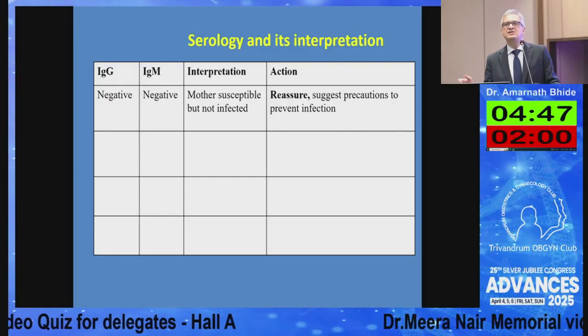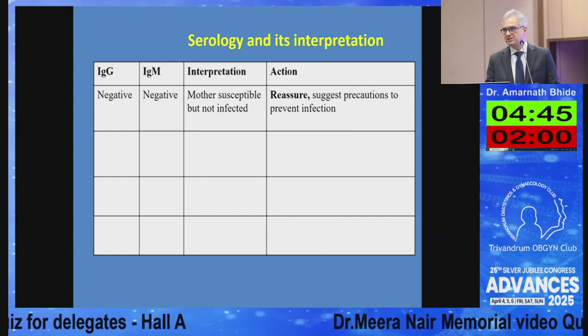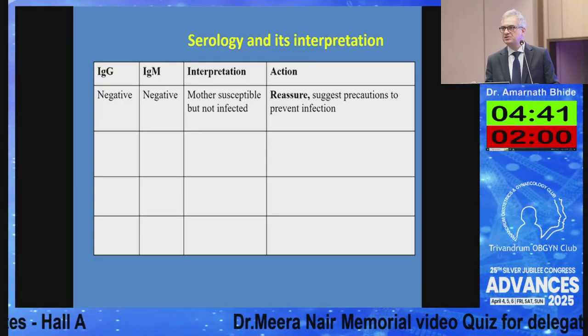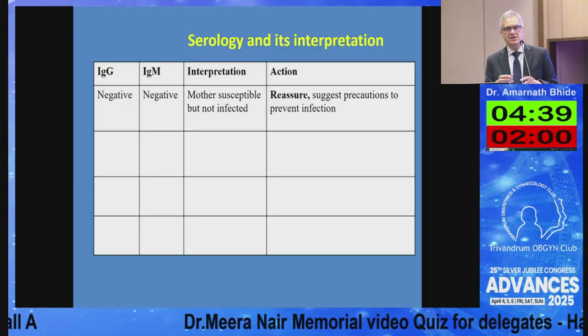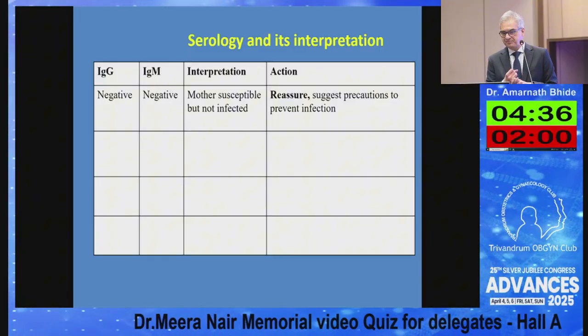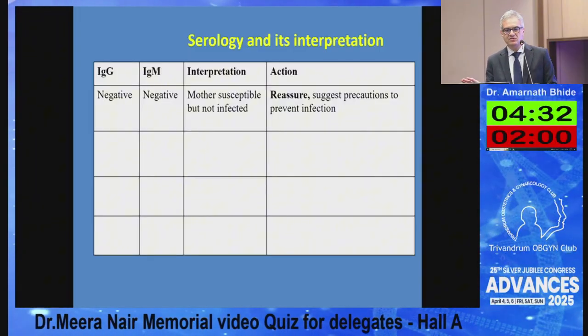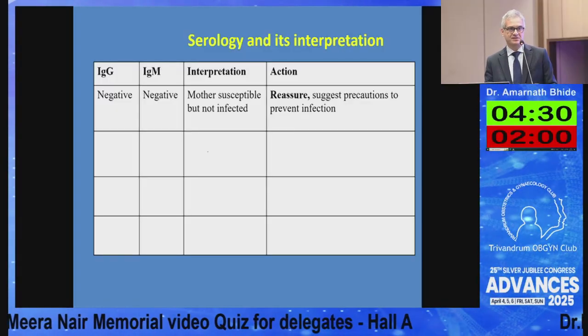Something about serology. How should we interpret serology? So anytime we are querying an infection, we ask for serology. How should we interpret it? We look at IgG and IgM. If IgG and IgM are both negative, then we know the mother is susceptible but not infected.